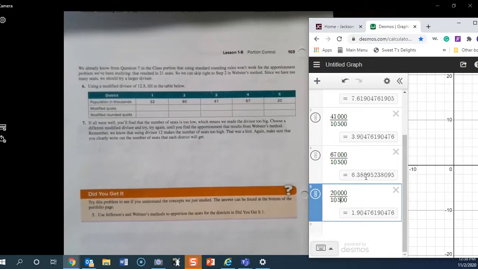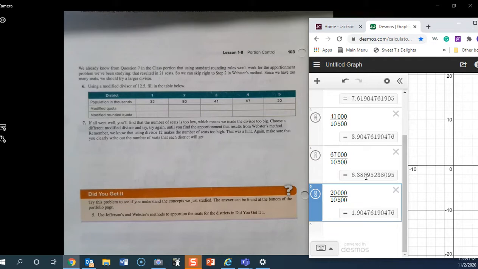Okay, now we come here to the back. It says we already know from question 7 in the class portion that using standard rounded rules won't work for the apportionment problem we've been studying. That resulted in 21 seats. So we can skip right to step 2 in Webster's method. Since we have too many seats, we should try a larger divisor.